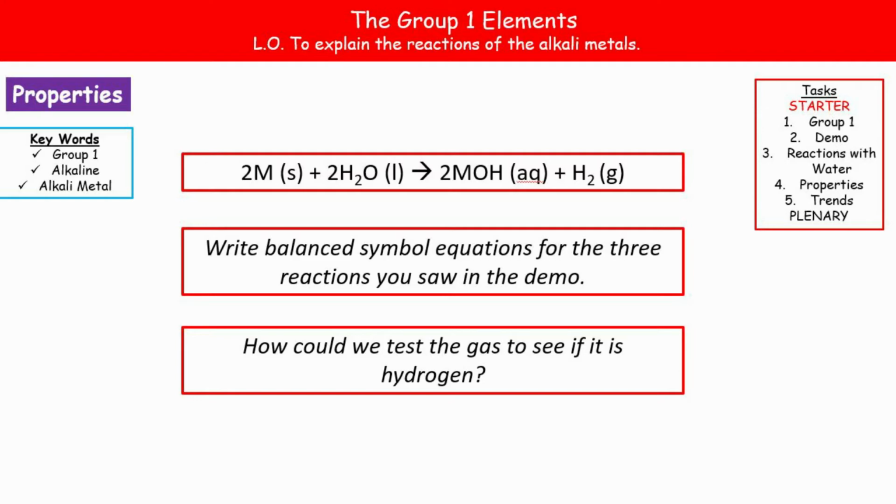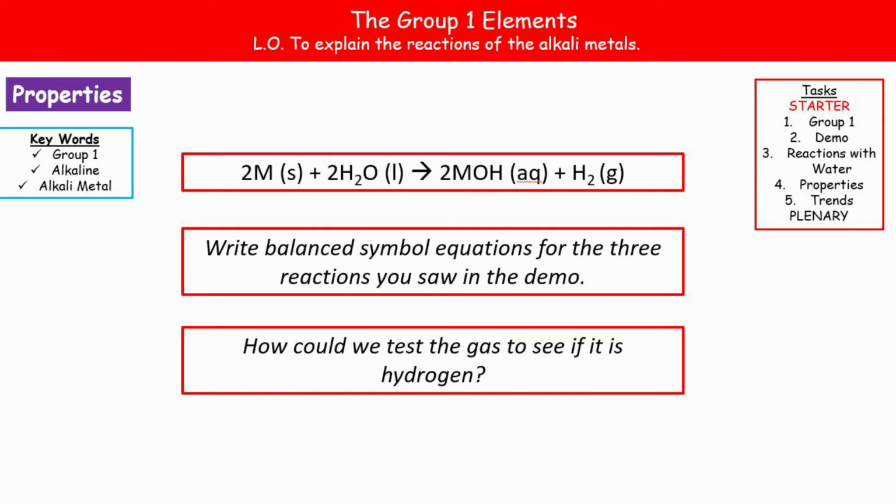I've also given you the state symbols there. Our metal is a solid, hence the (s) in brackets, water is a liquid, (l) in brackets, our metal hydroxide is going to be an aqueous solution, (aq) in brackets, and hydrogen will be a gas, hence the (g) in brackets. Now what we need to be careful of here is the way people throw away the marks on this, which is that they fail to write the formulas and therefore they fail to balance it.